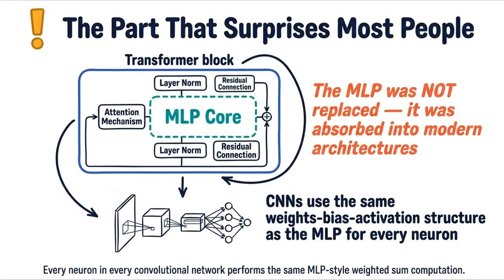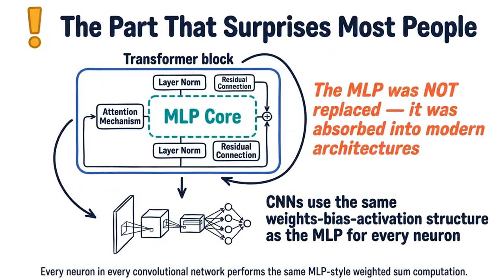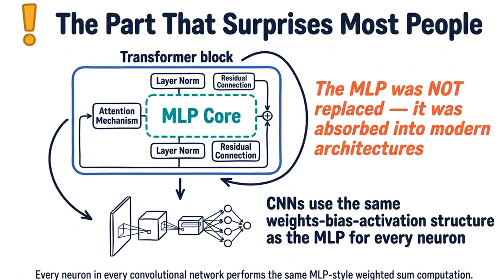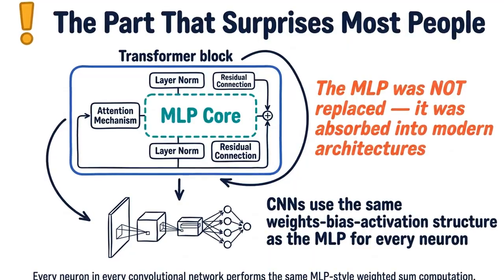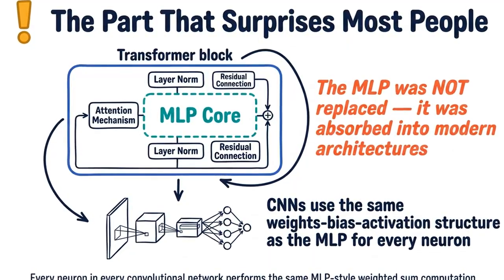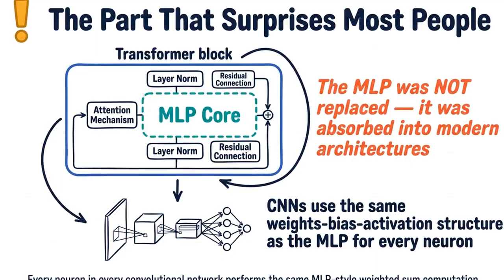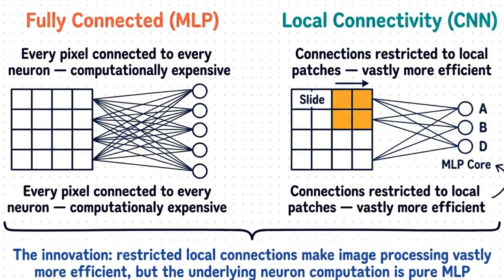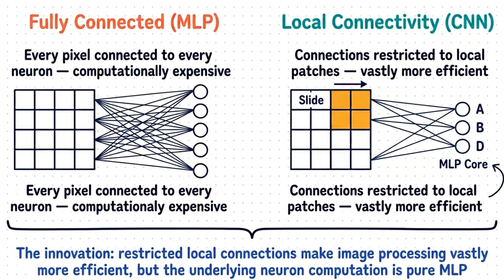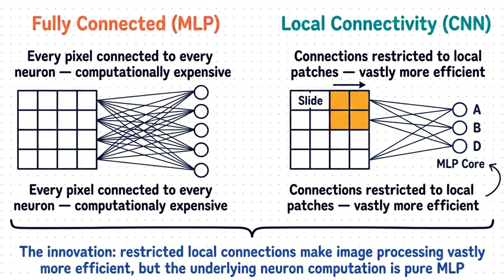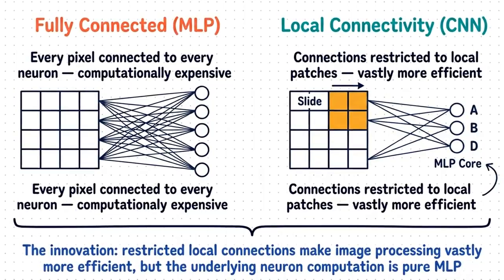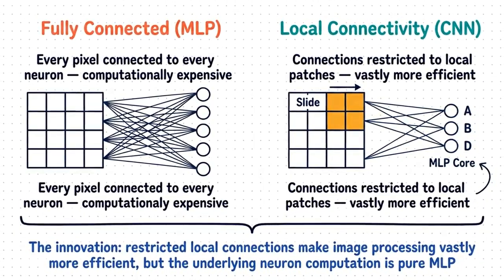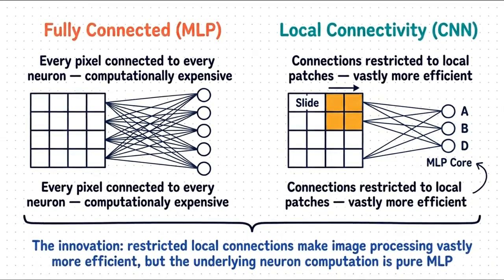Here is the part that surprises most people. The MLP was not replaced by modern deep learning. It was absorbed into it. Convolutional neural networks, or CNN, use the same weights, bias, activation structure as the MLP for every neuron. The only innovation is that connections are restricted to local patches of the image rather than every single pixel, making image processing vastly more efficient. But the underlying neuron computation is pure MLP.